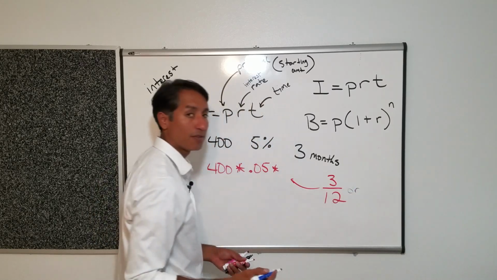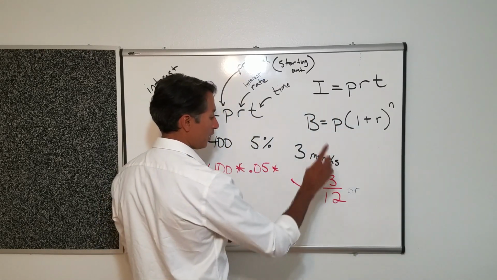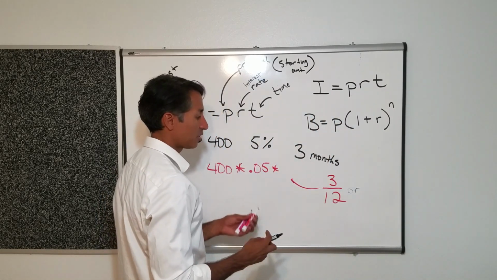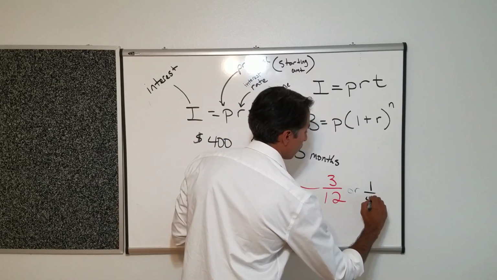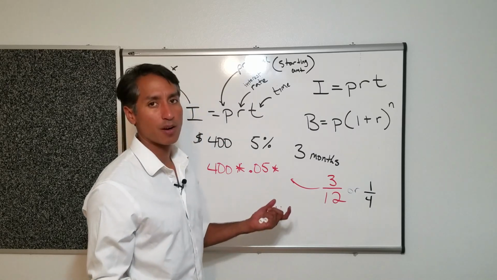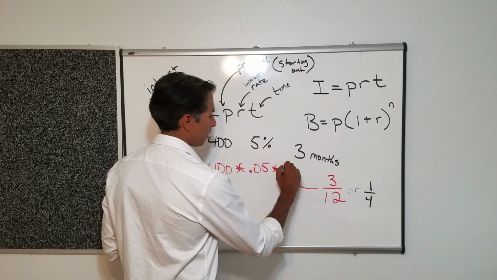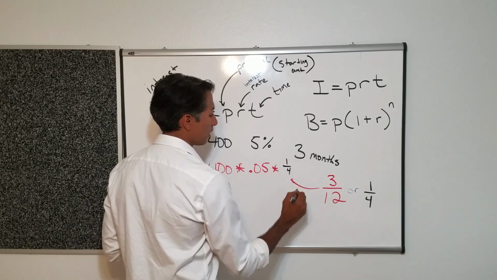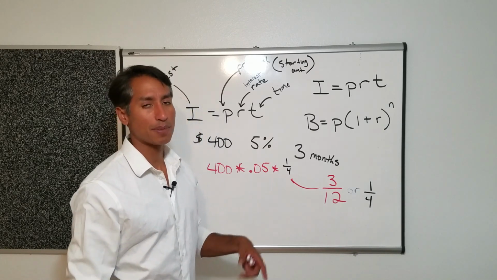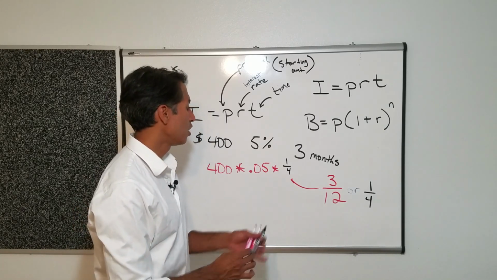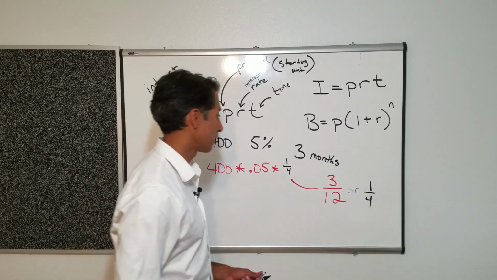Or I could even go so far as to take it to the next step and reduce the fraction into 1/4. Either way, it's going to work. It's just that I'm working with a smaller number. And I could multiply this by 1/4, which in my head is a little easier to convert. 1/4 is the same thing as 0.25, right? 1/4 of $1 is 25 cents, 0.25, okay?